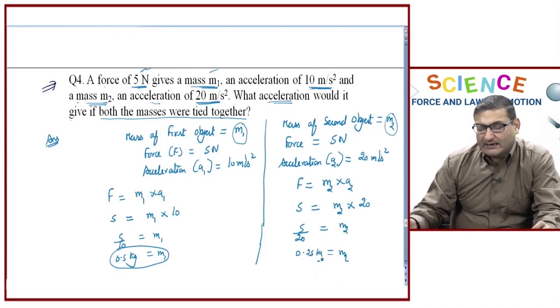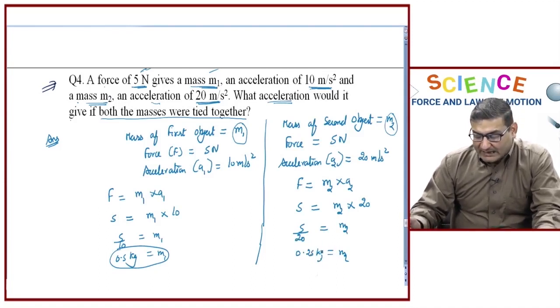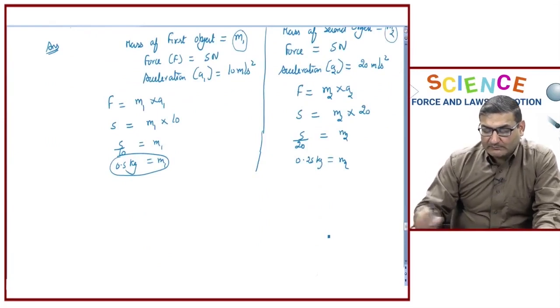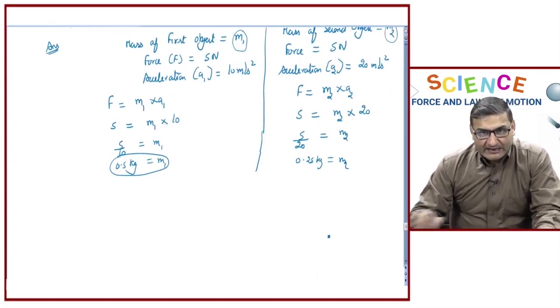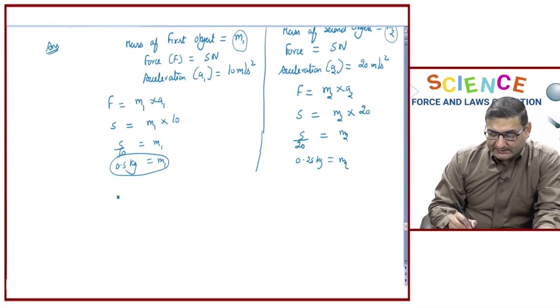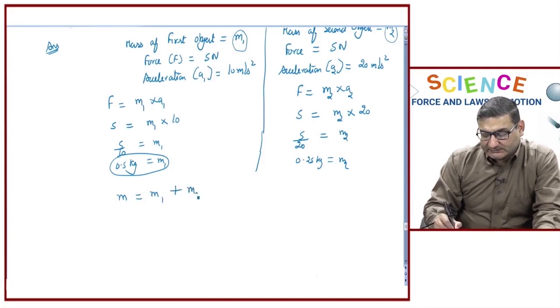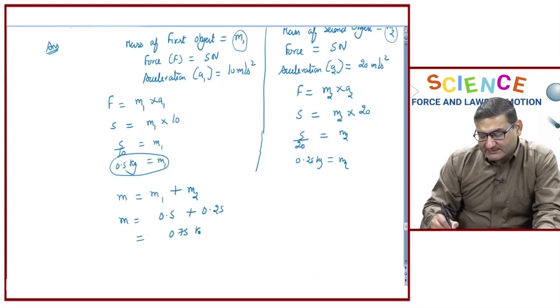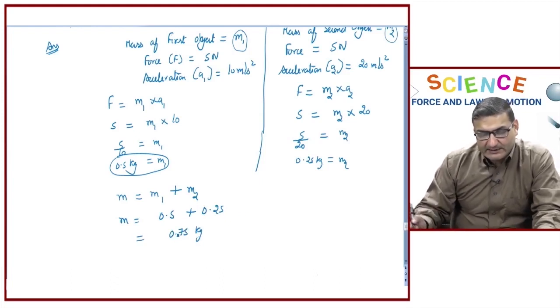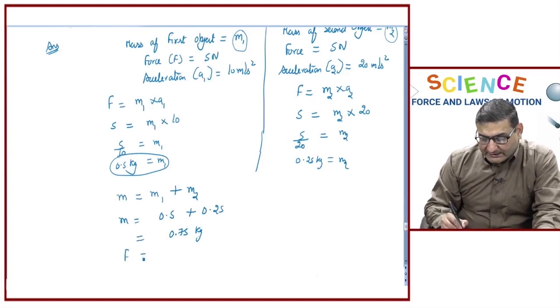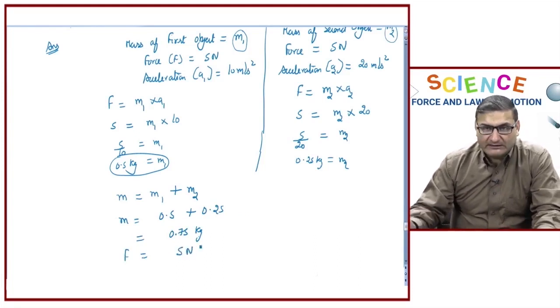0.25 kilograms, right. Now, the value of both the masses I know. If I am combining these two masses, then the total mass of this combination may be given as m is equal to m1 plus m2. So, mass becomes 0.5 kilograms plus 0.25 kilograms. This comes out to be 0.75 kilograms. This is the mass. The force remains the same, 5 Newton.